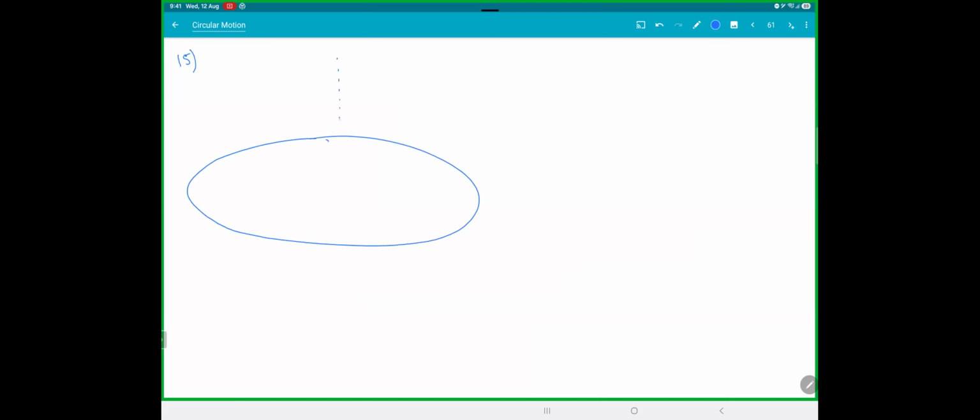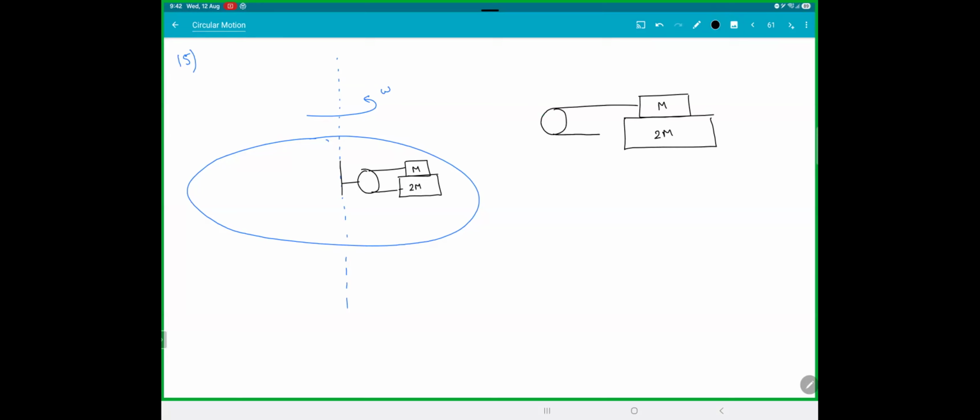Let's say I have a big disk here. So we have a pulley here, we have a block here, mass m. We have another block here, mass 2m, and it is connected like this. And this whole setup is rotating with omega. Meaning if I just draw this side view, it will look like this. This is m. This is 2m. So this whole setup is rotating with omega.